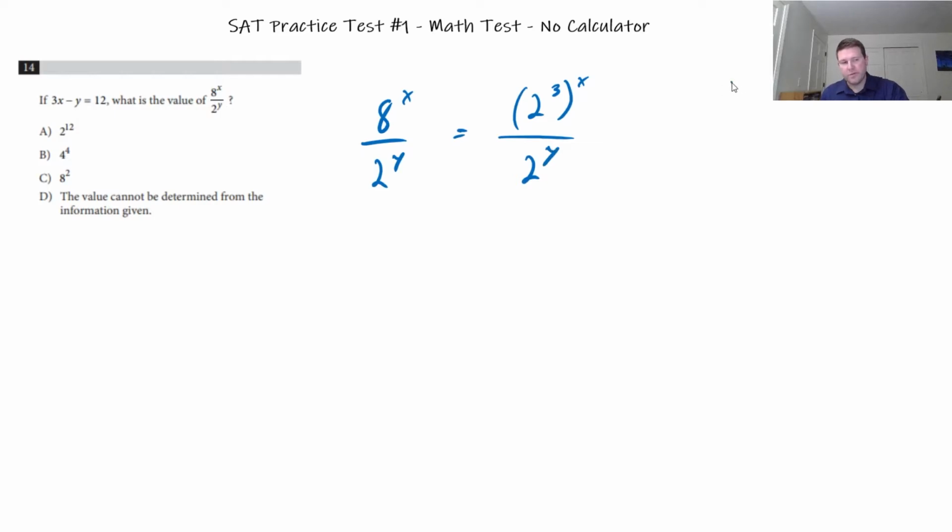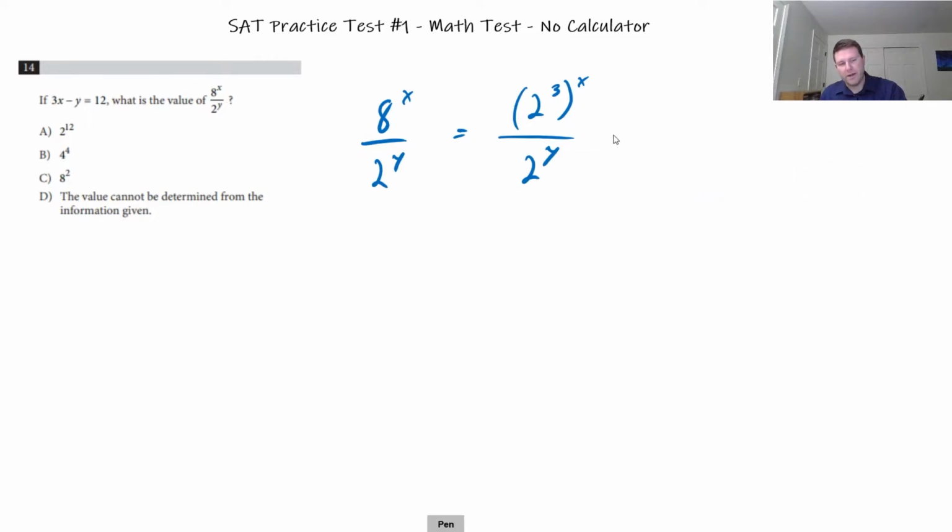And if you remember your exponent rules, I'll just use another example over here. Let's say you have x squared to the third. This is called power to a power. I'm actually going to write it down here. So x squared to the third. In this case, you multiply these exponents. So this is x to the sixth. Okay, so that's actually what we have going on here.